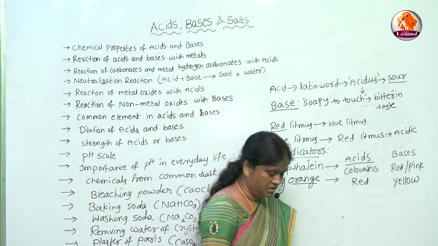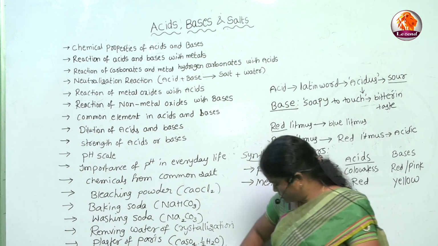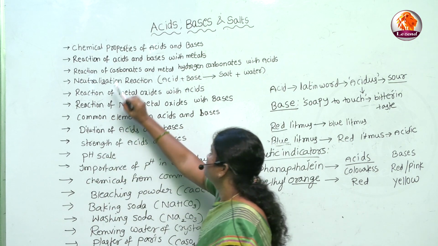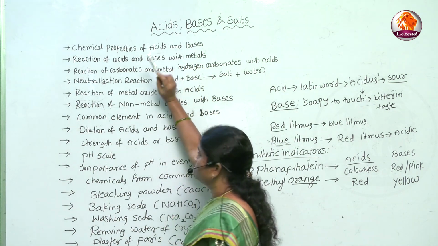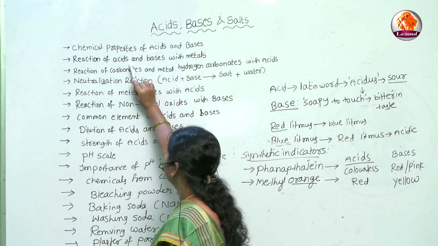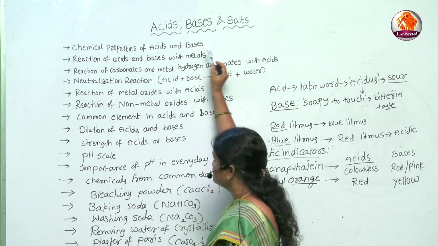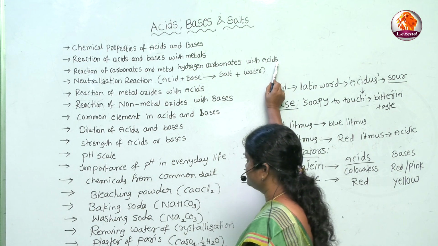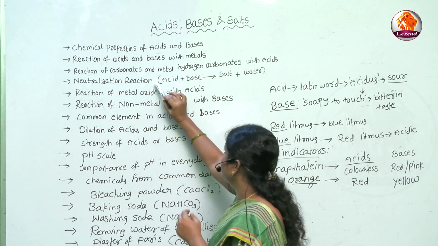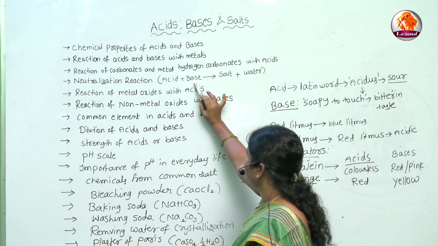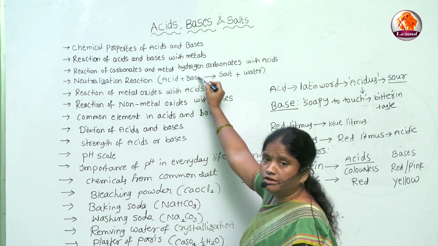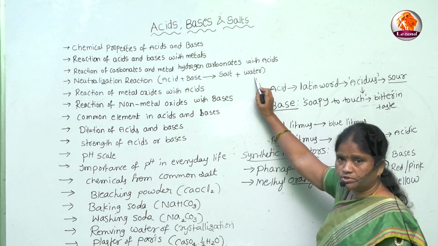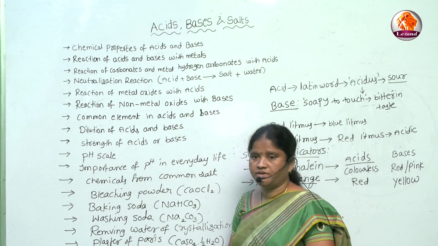In our lesson we have many activities. What are the activities we have to learn in our chapter? Look here. The chemical properties of acids and bases, reaction of acids and bases with metals, and reaction of carbonates and metal hydrogen carbonates with acids. And the neutralization reaction, meaning acid neutralized with a base or base neutralized with an acid. In a neutralization reaction we will observe they both neutralize each other and form salt plus water. We also have to see the neutralization reaction.